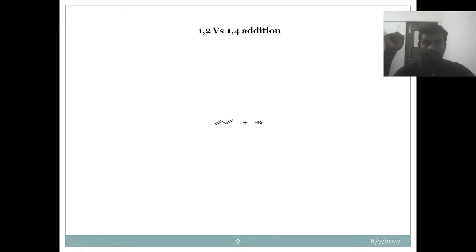We have been given a simple reactant, a diene on the left side, and we are adding hydrogen bromide, HBr, which is the source of H plus. H plus is an electrophile, and the double bond, which is electron rich, will attack H plus and form a carbocation. I will try to show the mechanism first. So this is a typical reaction.